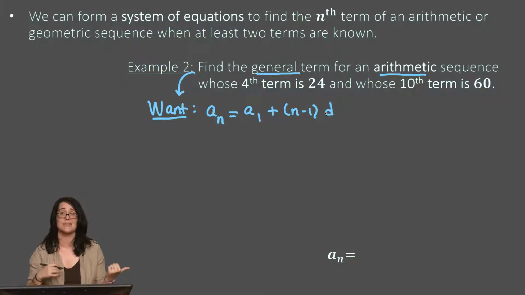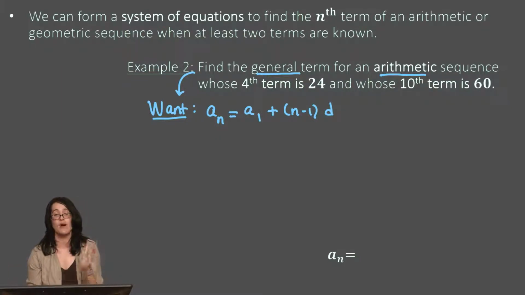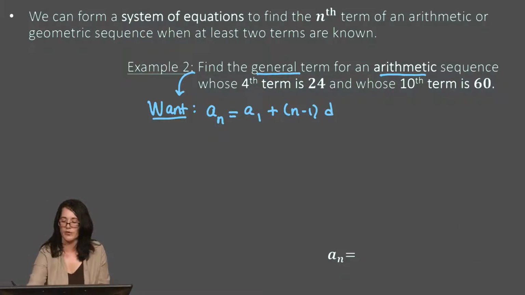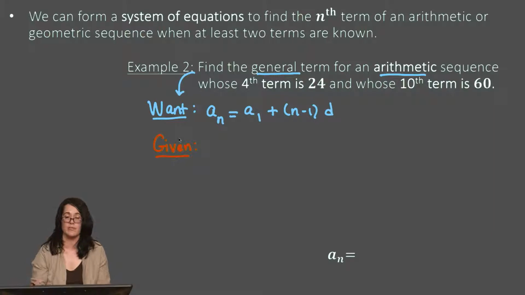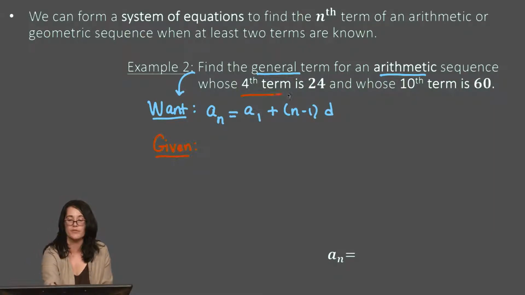Now, in the previous examples, we gave you the first term, and it was obvious what d was. Okay? This one's not as easy. Let me visualize for you what's been given to us. Here they've given me some information about my sequence. They've told me that the fourth term is 24. So visually speaking, I don't know my first or my second or my third, but I know my fourth, right? A sub 4 is 24.